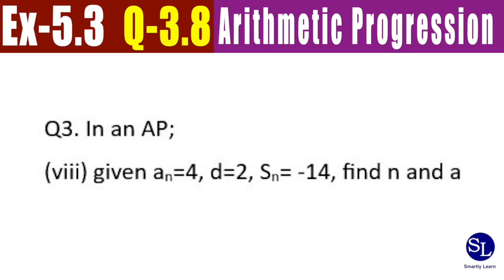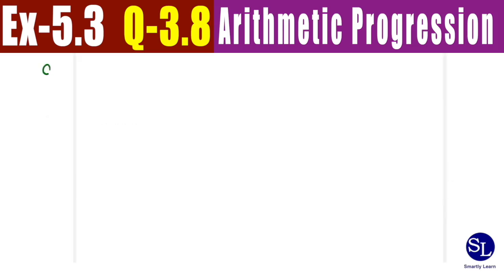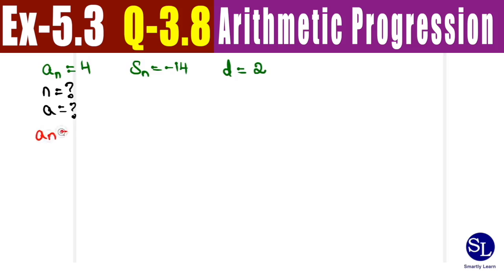So I'm noting down the data that is given to us. a_n is equal to 4 and S_n is equal to minus 14. They've given the value of d to be 2. You are expected to find what is the value of n and what is the value of a. So let us write the a_n in terms of formulas. a_n is equal to a plus (n minus 1)d, which is equal to, in this case they have given the value of a_n as 4, so I'm equating it as 4.